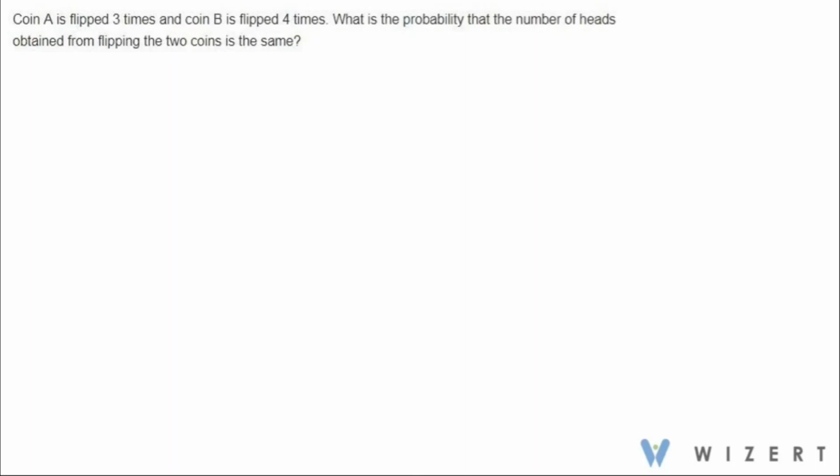We have this question here. Coin A is flipped 3 times and coin B is flipped 4 times. What is the probability that the number of heads obtained from flipping the two coins is the same?